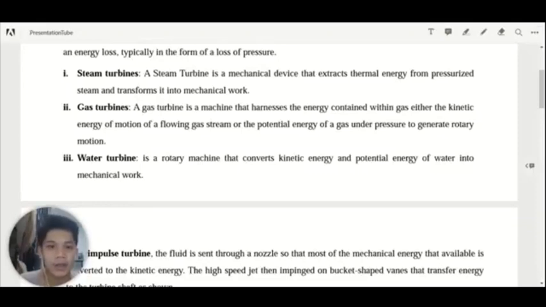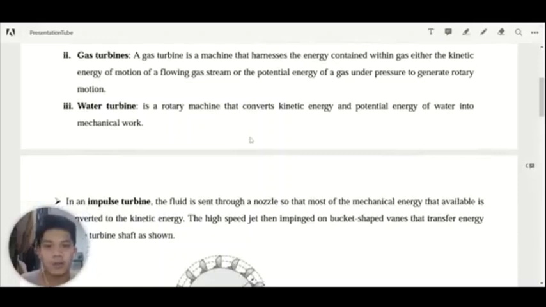A steam turbine is a mechanical device that extracts thermal energy from pressurized steam and transforms it into mechanical work. A gas turbine is a machine that harnesses the energy obtained within gas, either the kinetic energy of motion of flowing gas, steam, or the potential energy of a gas under pressure, to generate rotary motion. Lastly, a water turbine is a rotary machine that converts kinetic energy and potential energy of water into mechanical work.